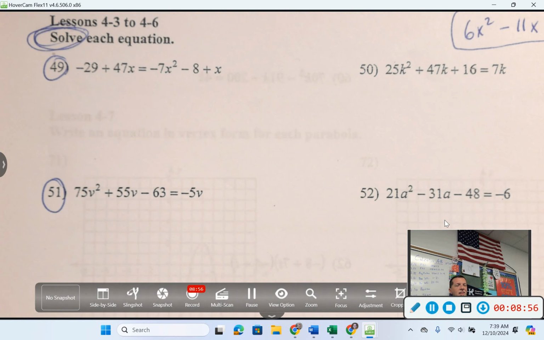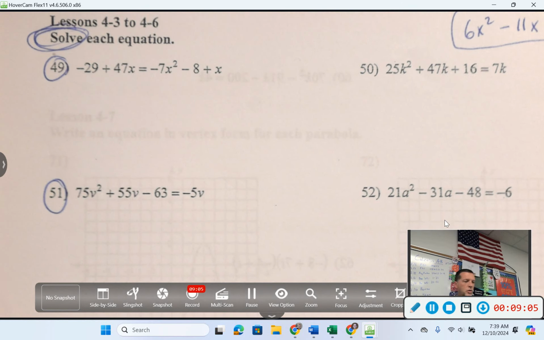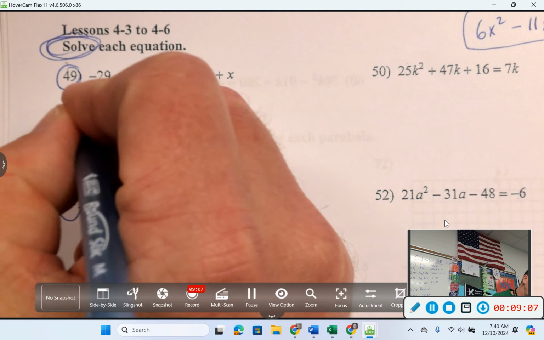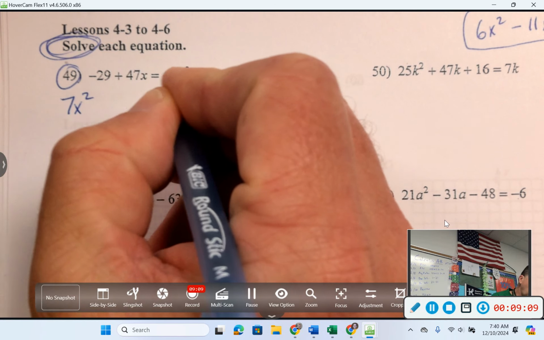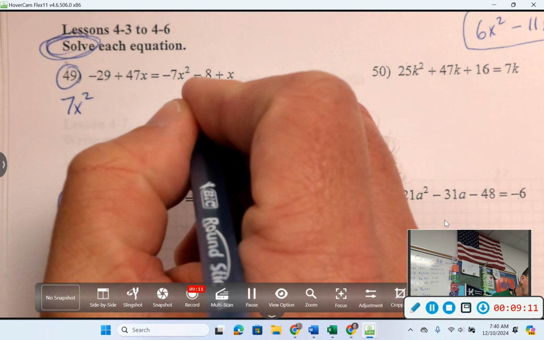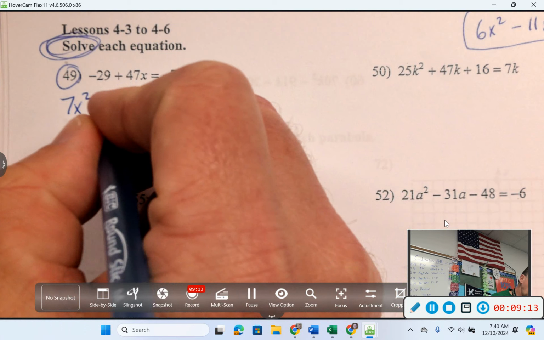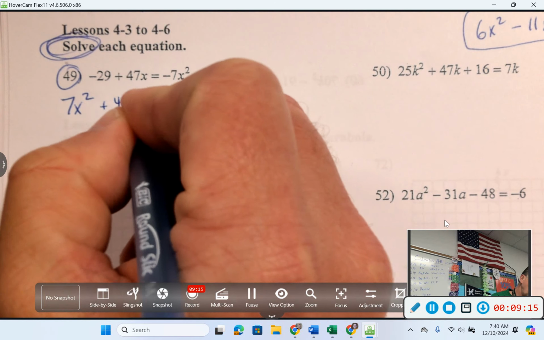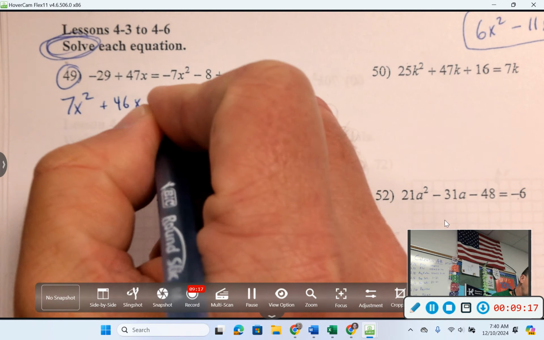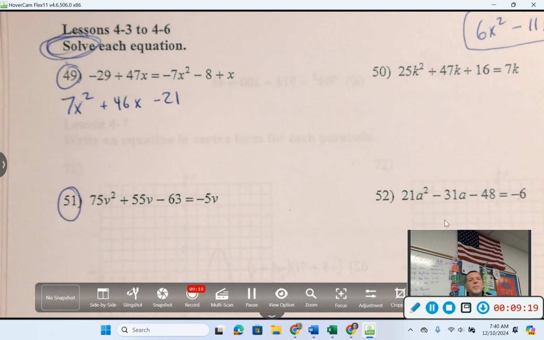Everything on the right. I would say on the left, just get rid of that first negative, right? I would say on the left to make the 7x squared positive. Yeah. That way I don't have to worry about the negative. I mean, it's an easy fix if I do it the other way, but... So 7x squared plus 46x minus 21 equals 0.